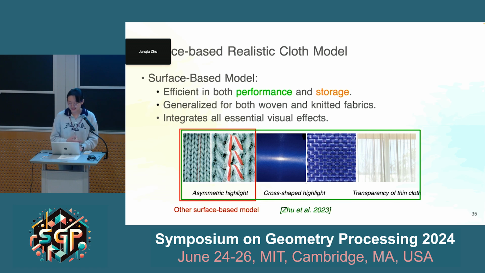This model is fast in rendering and only requires minimal storage. And also the most important part is that it is very realistic. It can represent different types of fabrics and is able to model the complex visual effects of cloth, while other surface-based models can only represent the asymmetric highlight. And also this method has been successfully applied to Meta's products, and it is now the official cloth rendering model of the VR device.